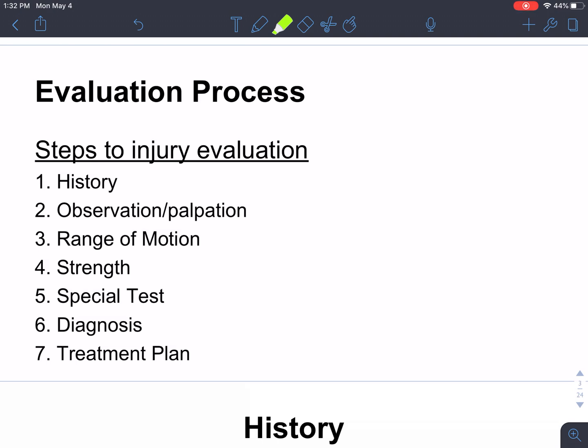And these happen in order, right? You don't want to go out of order here. So history, observation/palpation, range of motion, strength, special test, diagnosis, and treatment plan.